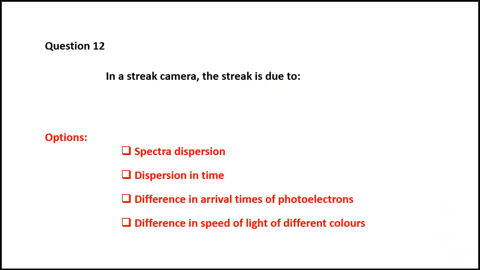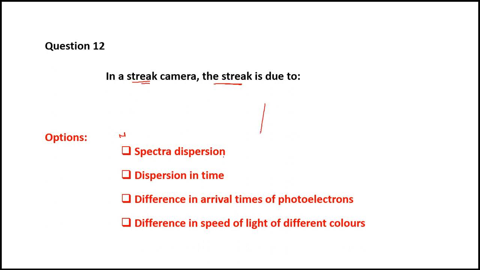Now we come to the next question, question number 12. In the streak camera, the streak is due to spectral dispersion, dispersion in time, difference in the arrival time of photoelectrons, or difference in the speed of light of different colors. Okay. So first of all, what is a streak camera actually?